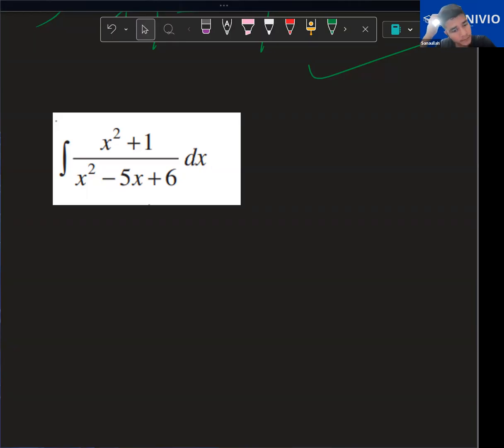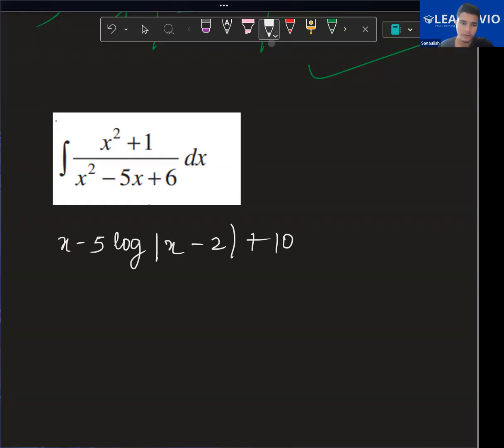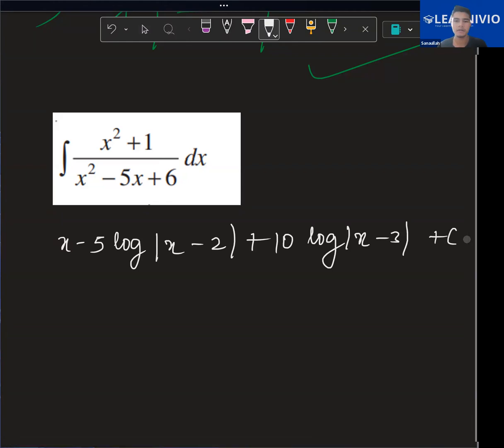Yes, sir. The answer will be x minus 5 log modulus of x minus 2 plus 10 log modulus of x minus 3 plus c. Correct? Same answer.